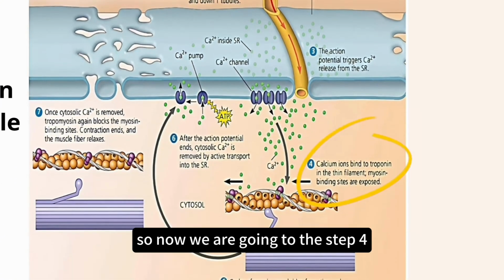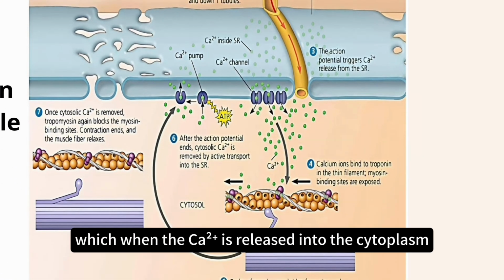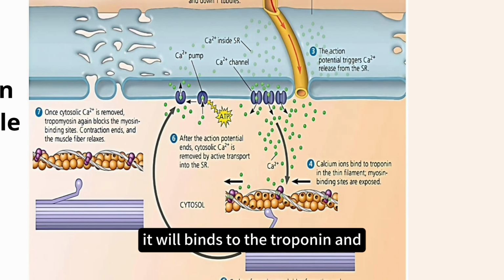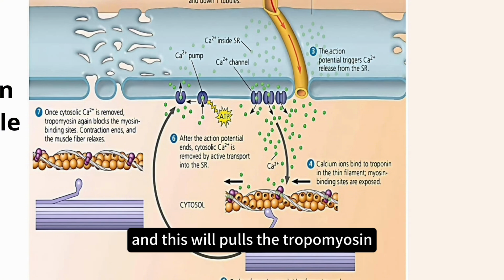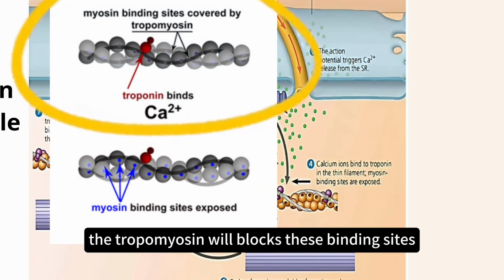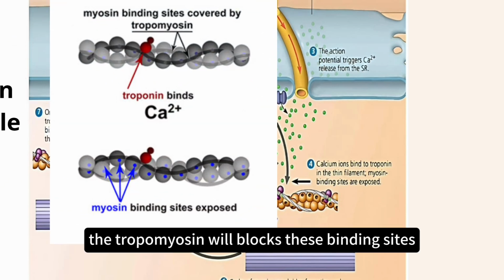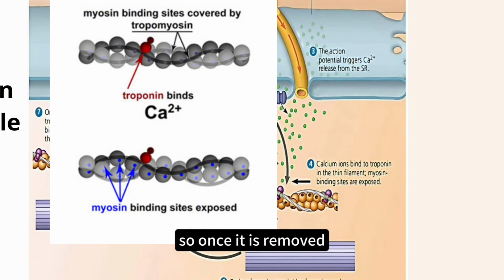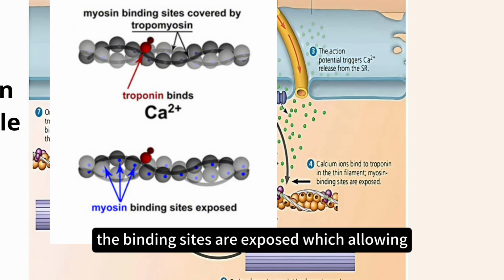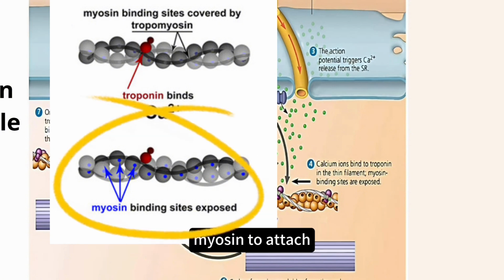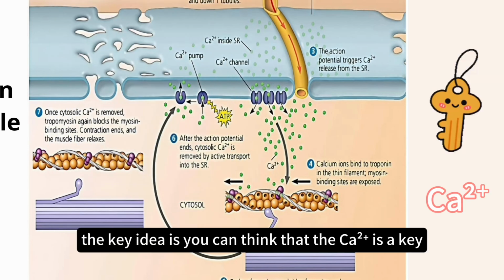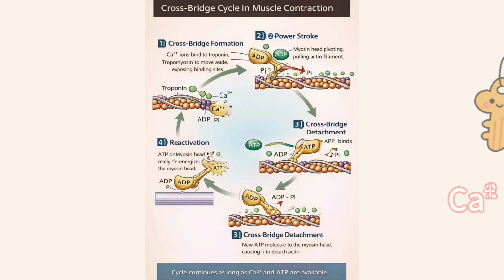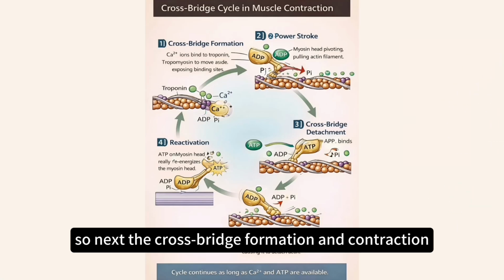So now we're going to step 4, when the Ca2+ is released into the cytoplasm, it will bind to the troponin. This troponin will change its conformation, and this will pull the tropomyosin away from the myosin binding sites on the actin. Normally, the tropomyosin blocks these binding sites and prevents the contraction. So once it is moved, the binding sites are exposed, which allows myosin to attach. In this process, the key idea is that you can think of Ca2+ as a key which helps to unlock the binding sites.